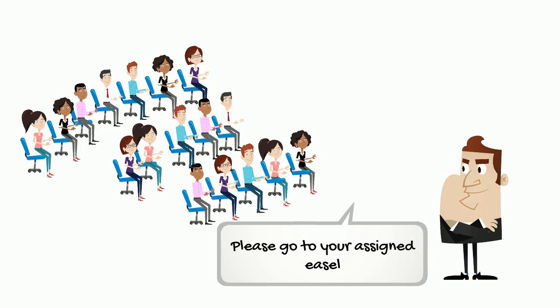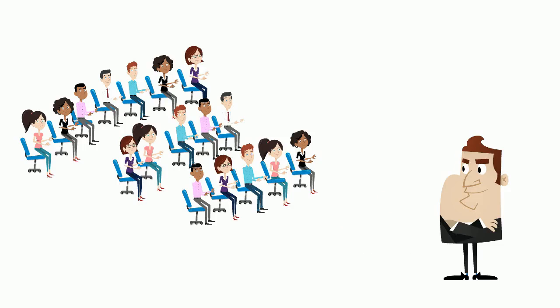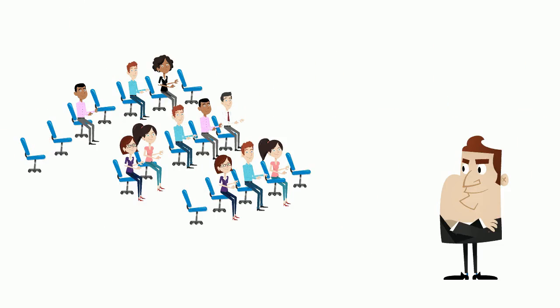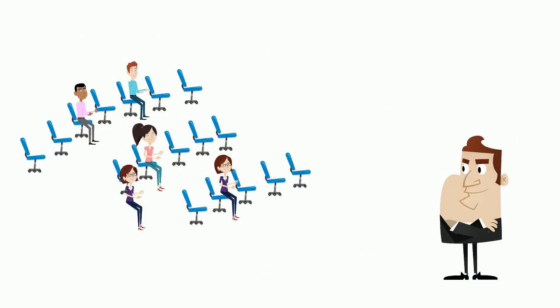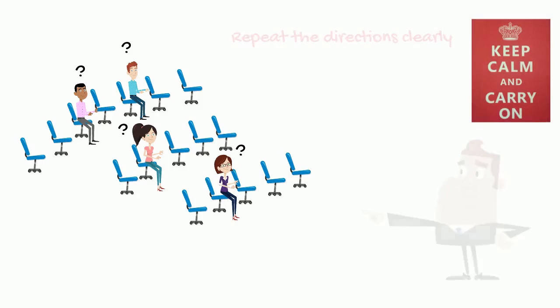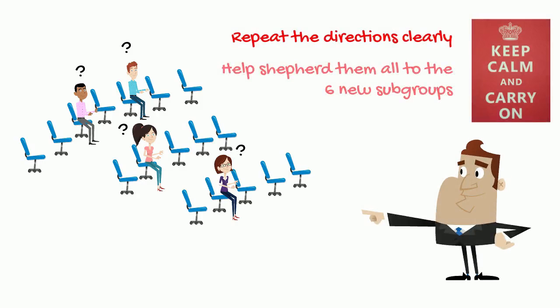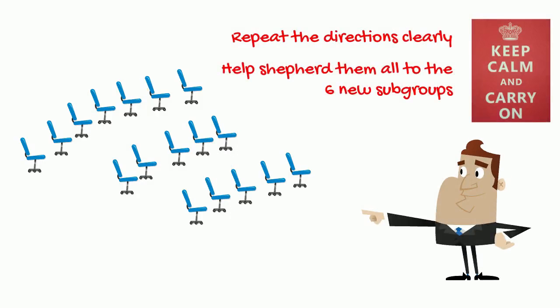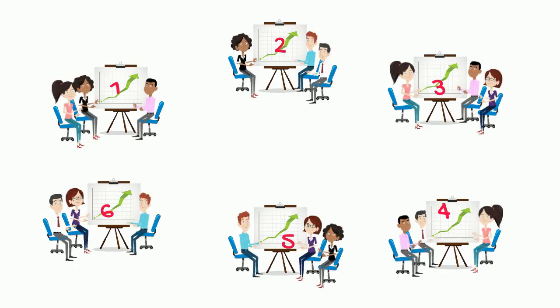Ask everyone to go to their assigned easel. Expect at this point for people to be moving in all directions and for a few to not move at all, looking confused. Your job as the facilitator is to keep calm, repeat the directions clearly, and generally help shepherd them all to the 6 new subgroups.